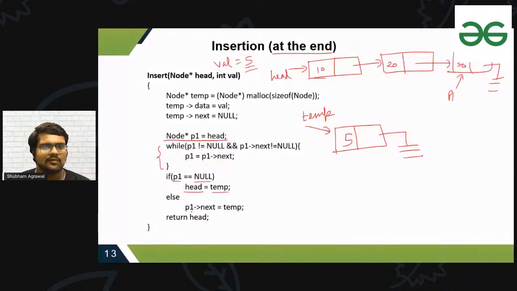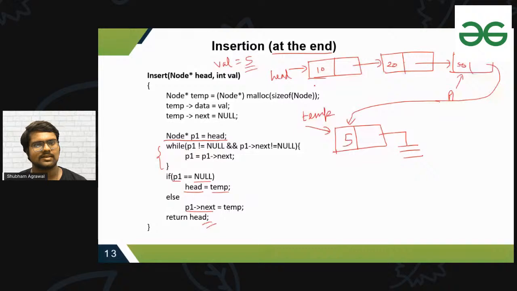So p1 of next is currently pointing to null. So now we will assign p1 of next to this new node. So this will point to the end of this list. So 5 will be our last node now. So p1's next is pointing to the new node. And we will just return the head now. So in this way, we can insert a node at the end of the linked list.